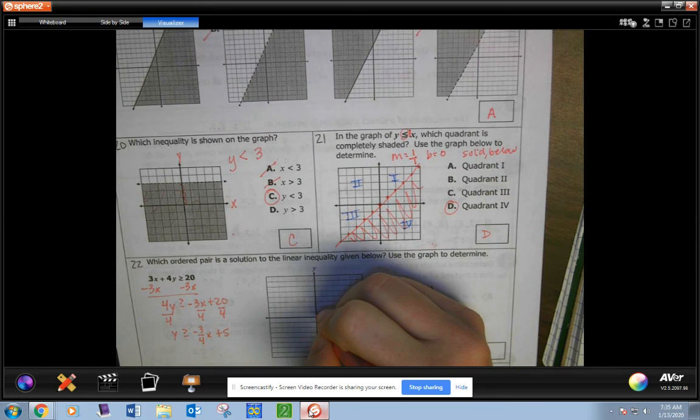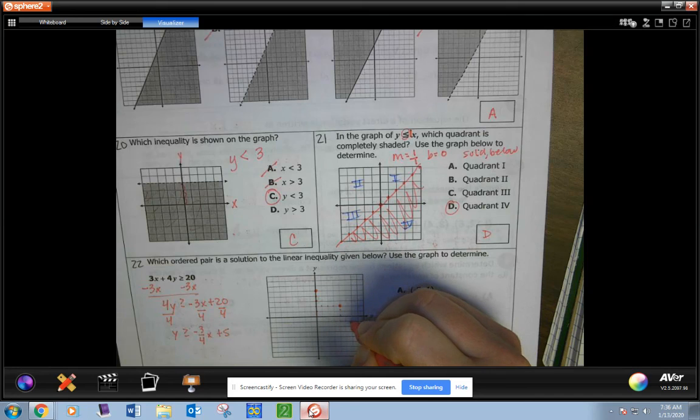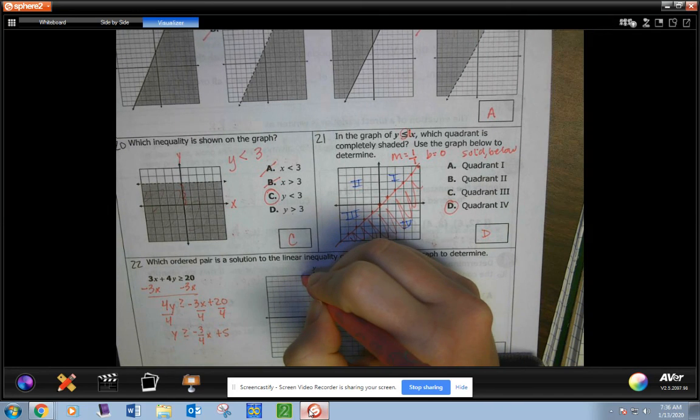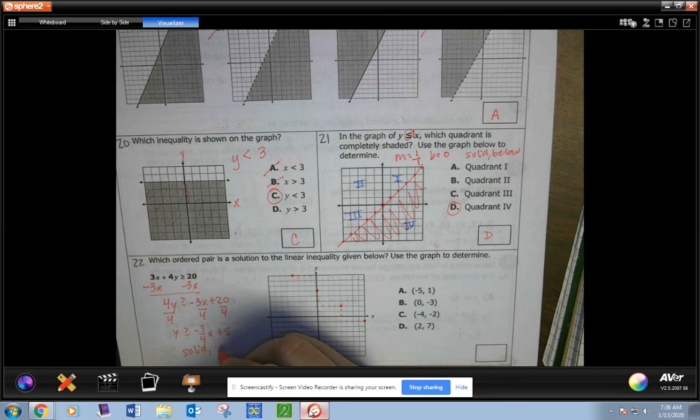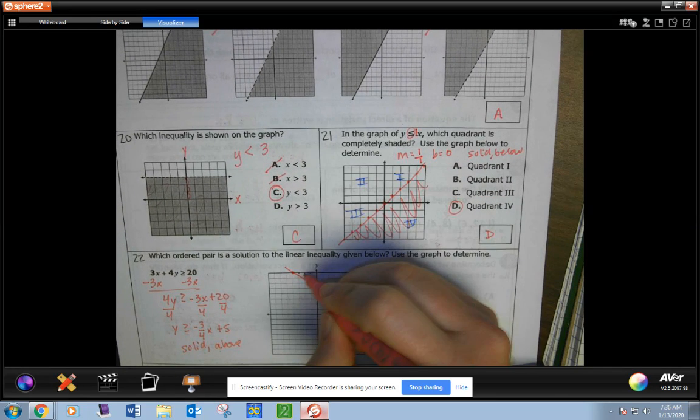So I start my graph up 5, and I'm going to go down 3, right 4, down 3, right 4. And then I flip up 3, left 4. This again is a solid line, but since it's a greater than, I shade above. So I'm going to draw in my solid line. I want to shade above.